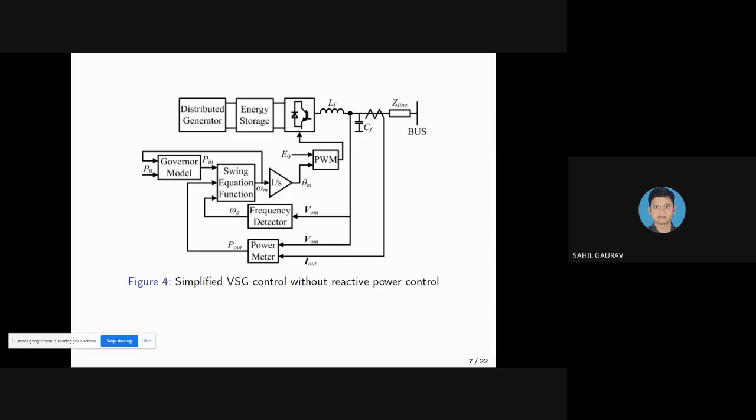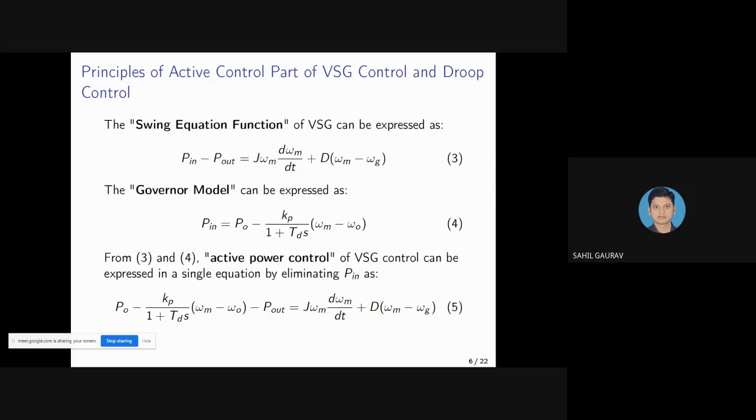Now to derive the active power control equation of virtual synchronous generator control, we have to recap the swing equation and governor model equation of the virtual synchronous generator. This is the swing equation of the virtual synchronous generator, given by equation 3: P in minus P out is equal to J omega m d omega m by dt plus D omega m. And the governor model equation of the VSG can be expressed as P in is equal to P naught minus Kp divided by 1 plus TDS into omega m minus omega naught.